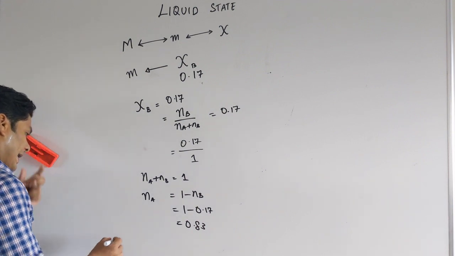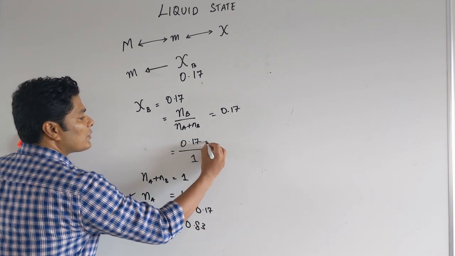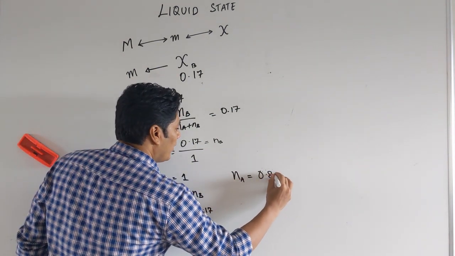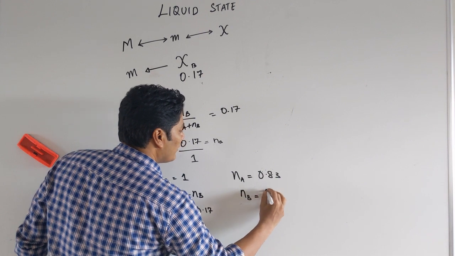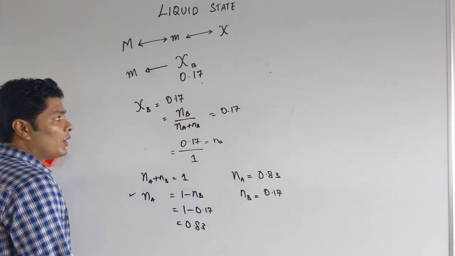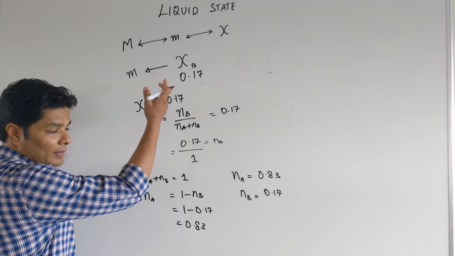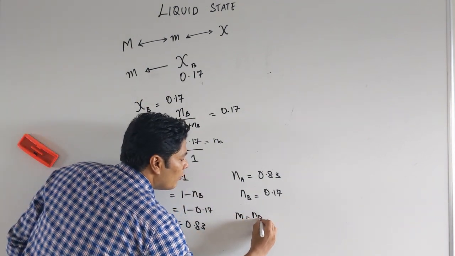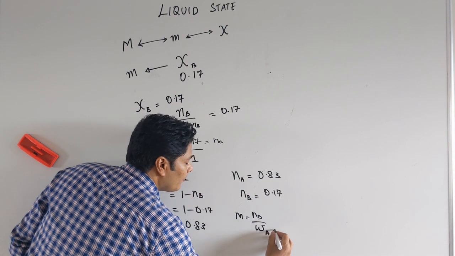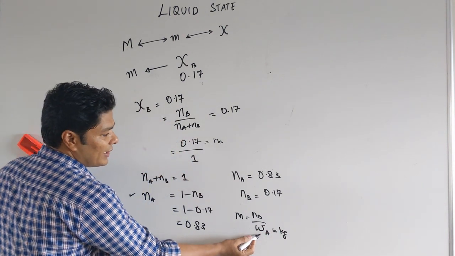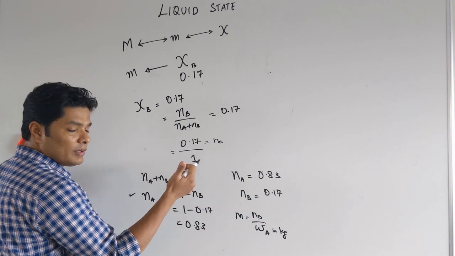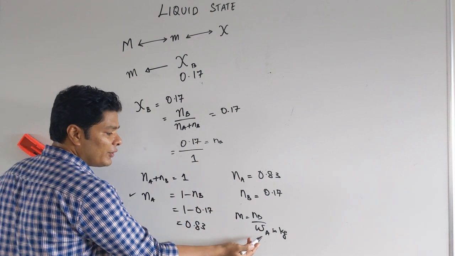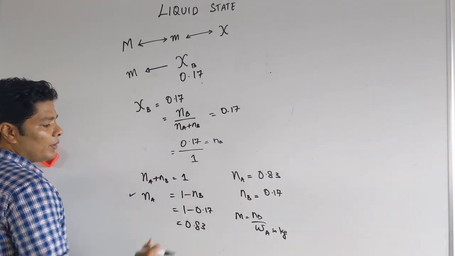Okay, now what I have is, I have my moles of A, I have my moles of B. So moles A equals 0.83, moles B equals 0.17. Now I can do whatever I want. I want to convert it to molality. Very simple. Molality equals moles B divided by weight of A in kilograms. Weight of A in kilograms can be obtained by moles. I know moles, I know molar mass. Multiply the both, you get weight. That's in grams, converted to kilograms. So this is how you convert one to the other.